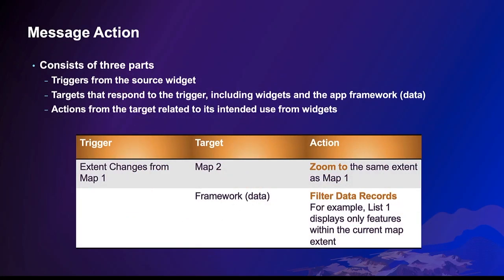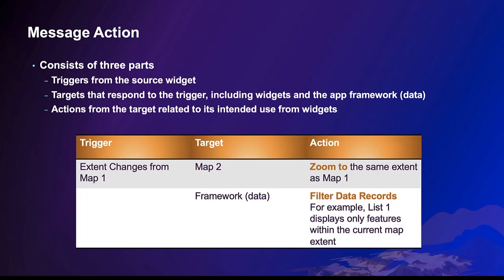It involves three parts: trigger, target, and action. The trigger is a message from a source widget like extent changes from map 1. The target is the responder to the trigger, which could be a widget or data. Experience Builder is data-driven, therefore data are shared at the app level, which we often refer to as framework. The action is what the target does.